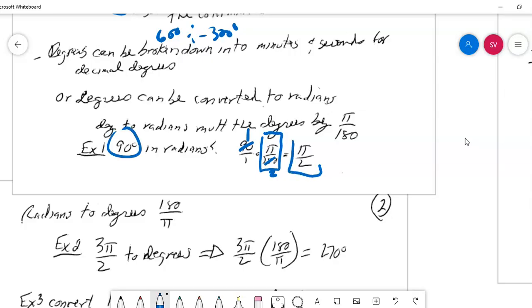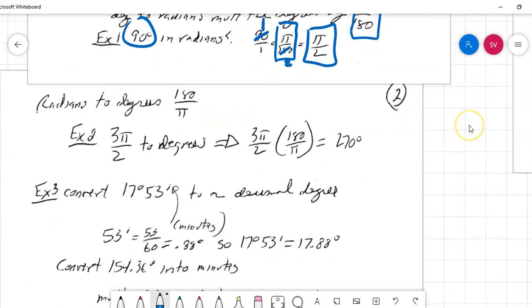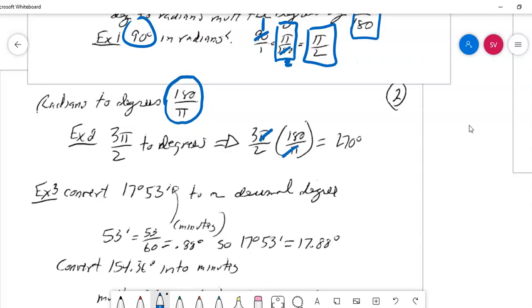Remember, the conversion factor to go from degrees to radians is pi over 180. To go from radians to degrees, you have to multiply by the reciprocal, 180 over pi. So if I want to go from 3 pi over 2 to degrees, you multiply by 180 over pi. Your pi's will cancel. 2 goes into 180 90 times, while 2 cancels to 1. 3 times 90 is 270.